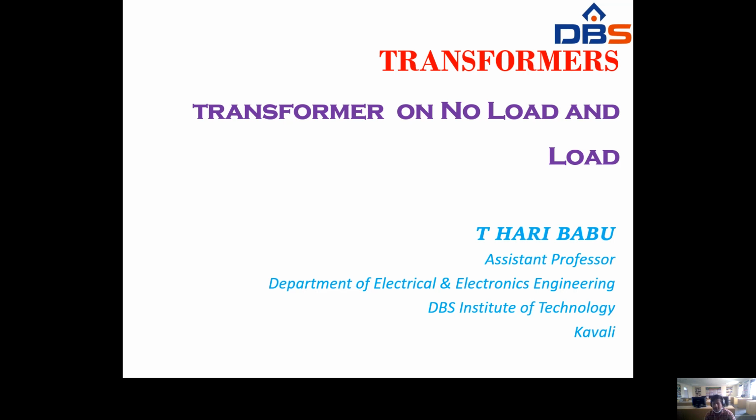And then we went to the EMF equation of a single phase transformer. We have to derive the EMF equation, that is, for the primary winding E1 is equal to 4.44 f N1 phi, and E2 is equal to 4.44 f N2 phi volts. The combination of these two equations we call the EMF equation of a single phase transformer. And we have to determine the EMF equation for a given problem, and also from that equation we have to determine the flux per pole.